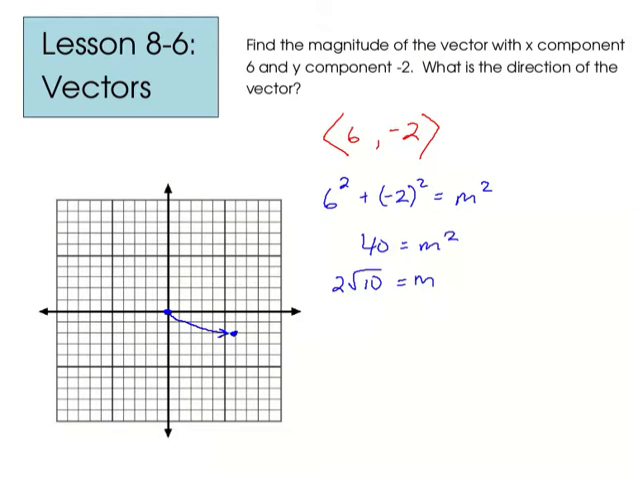Now for the direction, we need to remember that direction is measured counterclockwise starting at the horizontal. So we need to know how far to move around this circle. Now we know that an entire circle is 360 degrees. So if we know this angle measurement right here, we could subtract that from 360 degrees and figure out what the entire angle is. All right? Well, we can figure that out.